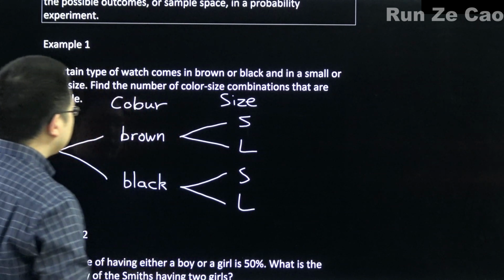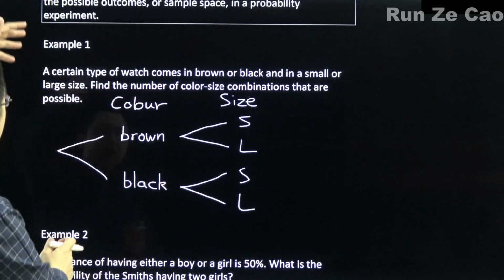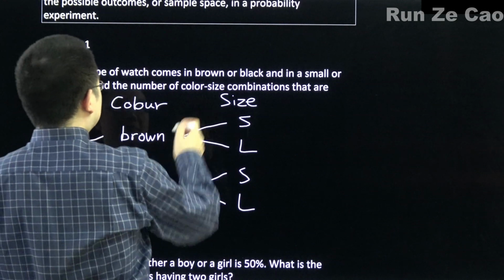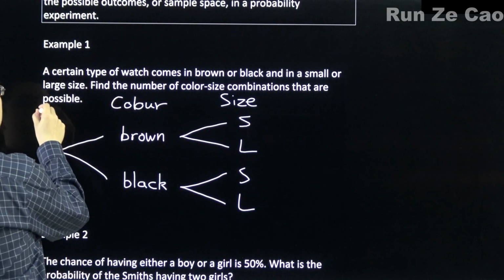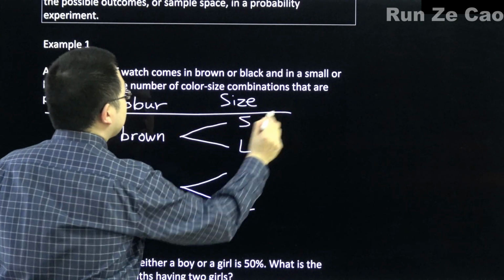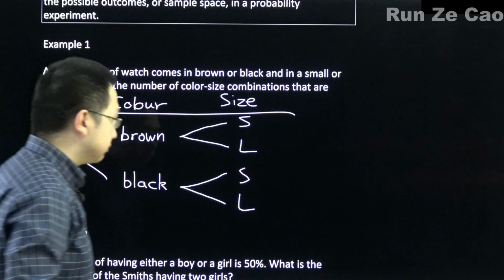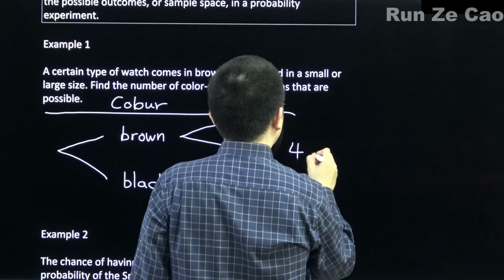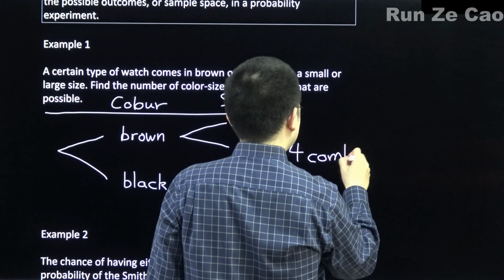Well, anyway, the number of color size combinations that are possible, there are 4 combinations. Now, wait a second, guys. If you look at this diagram from afar, it's like, wait, what? Did you miss some branches? That's why usually there's some sort of divider between the column labels and the actual columns. So now we write 4 combos.